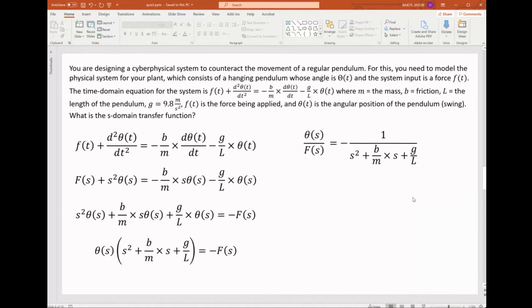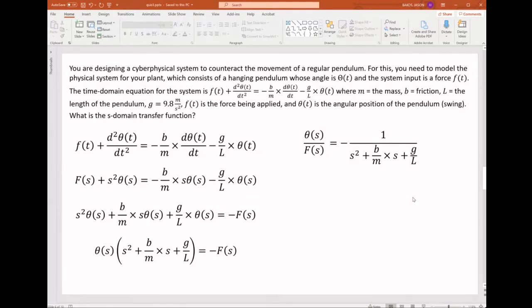So in this equation, m is the mass, b is the friction, l is the length of the pendulum, and g is just gravity, 9.8 meters per second squared. f of t is the force being applied, and theta of t is the angular position of the pendulum. So you have to be careful here. Obviously the force being applied here is an angular force. But again, that's not really that important.